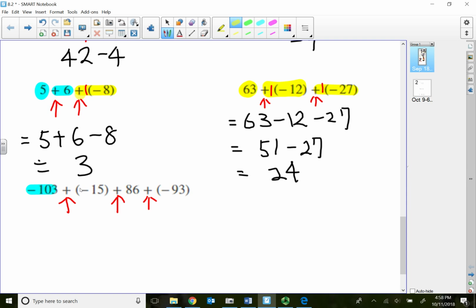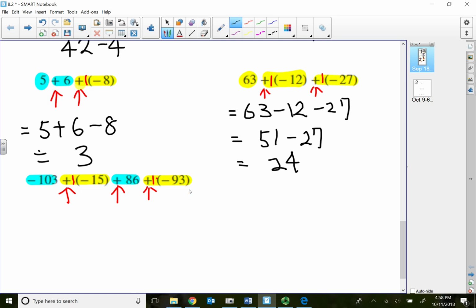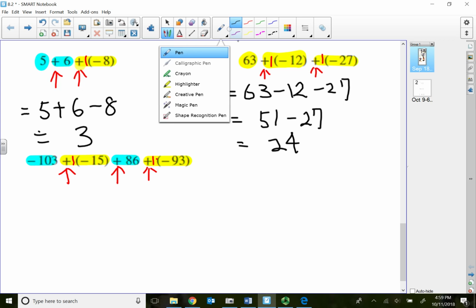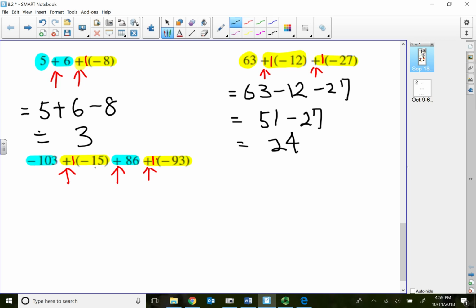Between the two plus signs, negative 15 is another term, but the plus sign that's in front of it goes with the negative 15. Positive 86 is another term, and my last term is really positive 1 times negative 93. So my second term is really positive 1 times negative 15. The second and the fourth terms have two signs, so let's make them into one sign before we combine them. Positive 1 times negative 15 is just negative 15.